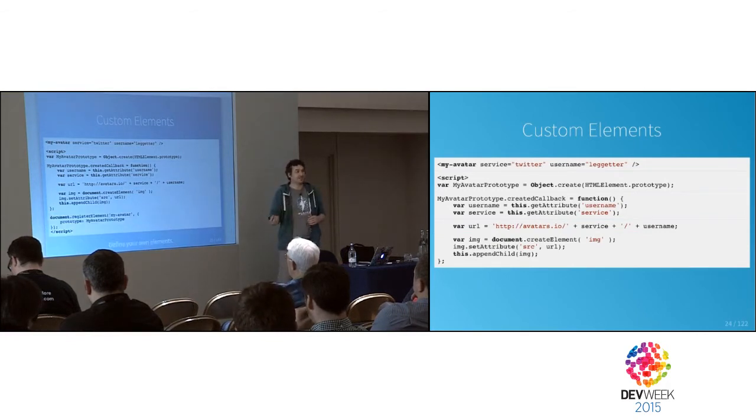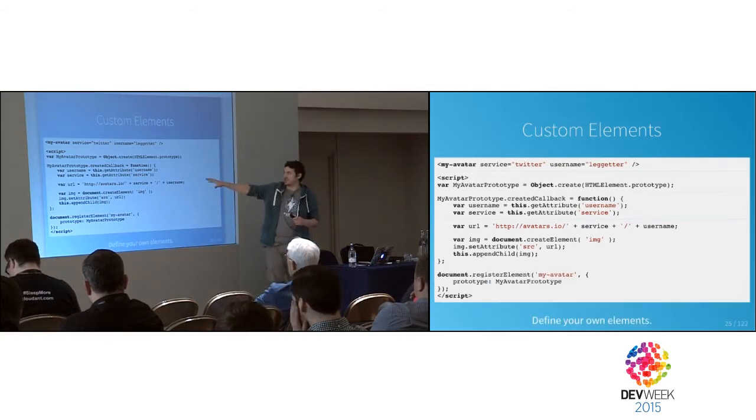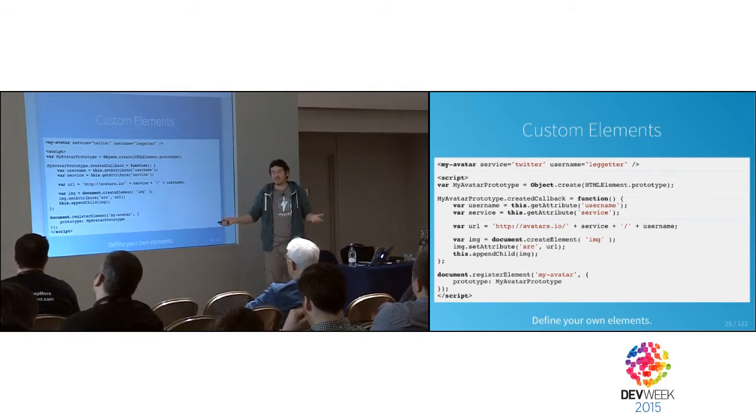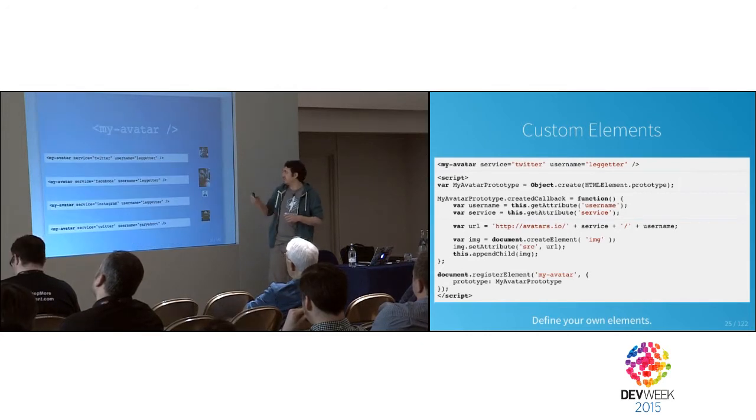And then you need to register it with the document to say that any time somebody creates an element with that tag name, it is registered and the callback will be executed and so on. You need to provide the name of the tag that you want, and also pass in the prototype. So this is letting you define your own elements. These are examples using my avatar instead.